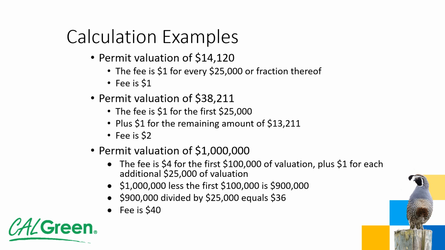The funny thing about this calculation is you can literally just divide the $1 million by 25,000 and arrive at the same $40 fee. However, that's not what the regulations say. If you do decide to use this method, remember that it should only be used on individual permits and not on the total valuation for a quarter.